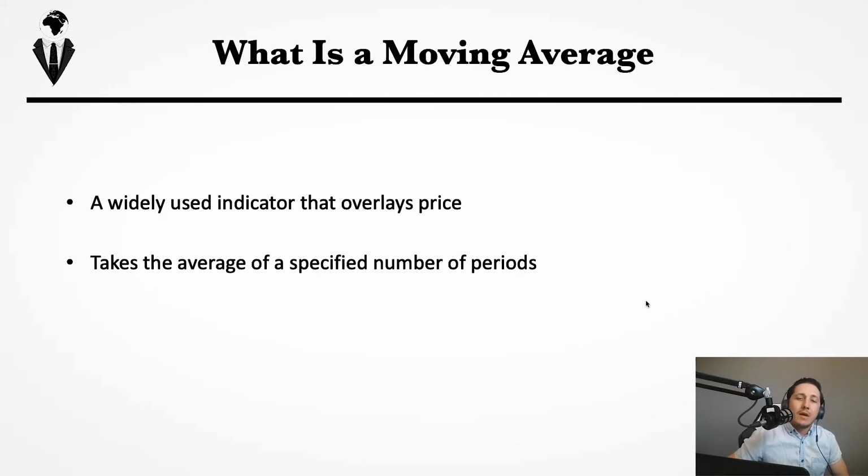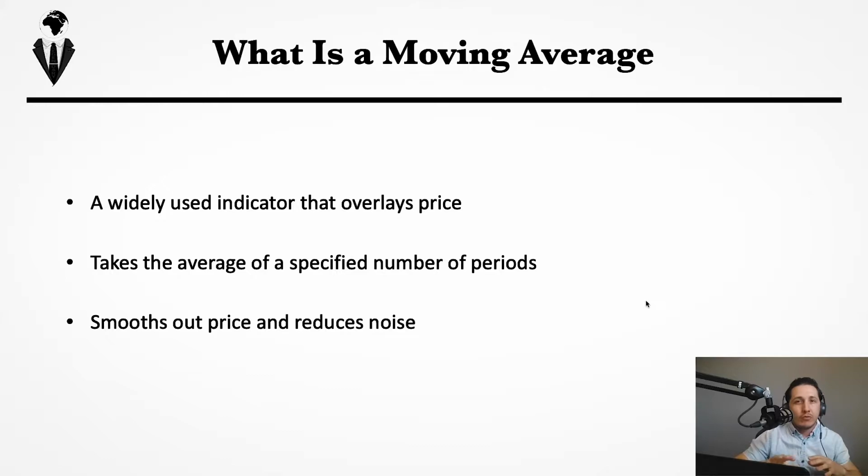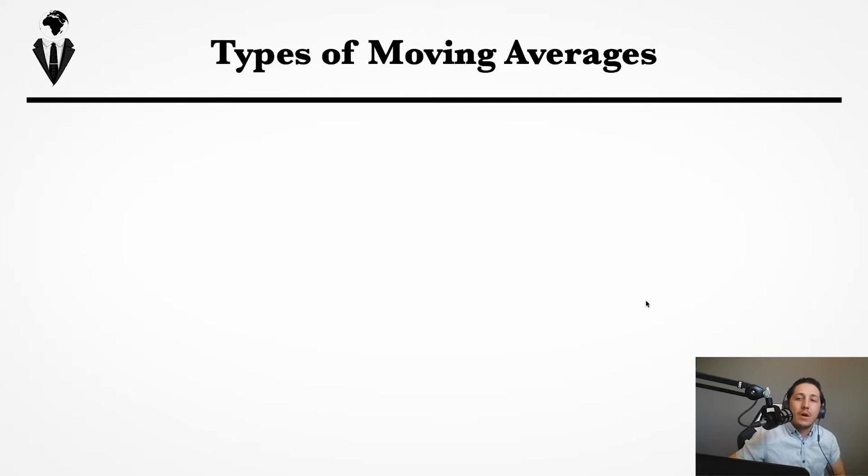But yeah, so basically a moving average just takes the average price of a certain amount of periods that you determine, however many you want to pick, but it smooths out price is basically what it does. It just reduces that noise. You see price is very choppy. The moving average will just smooth that out and make it easier to see the actual direction that price is moving in.